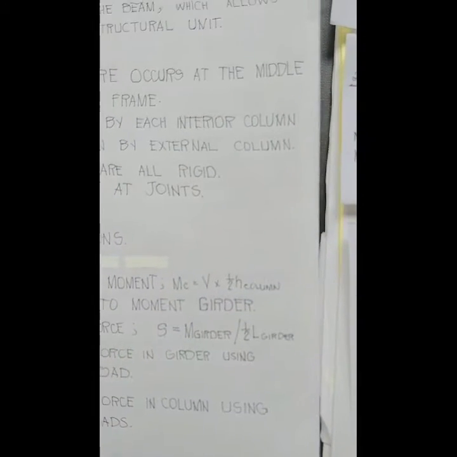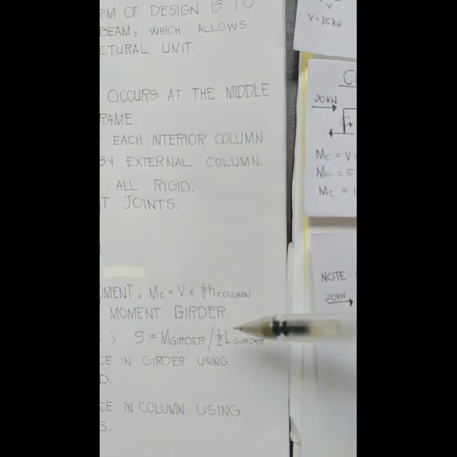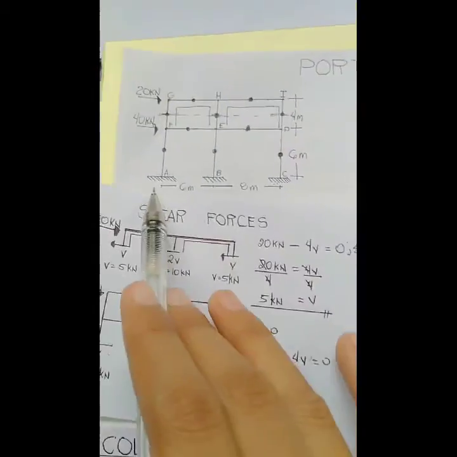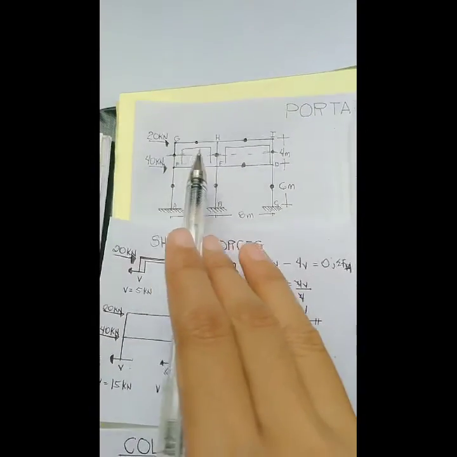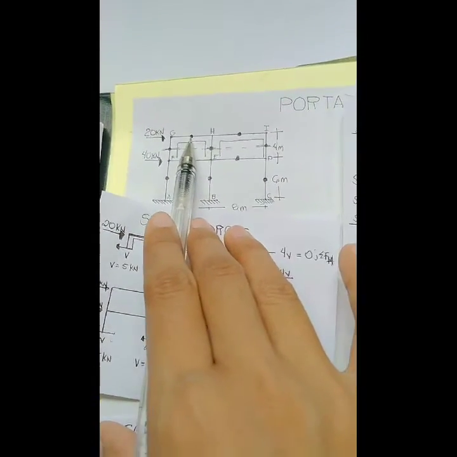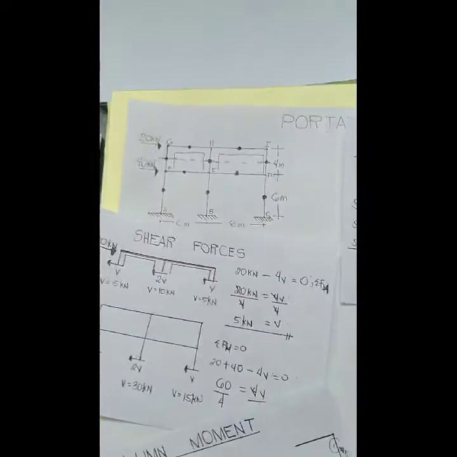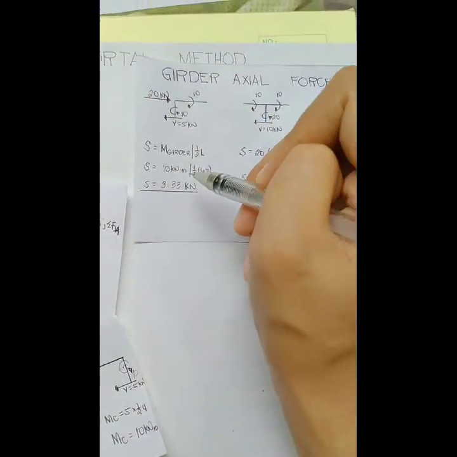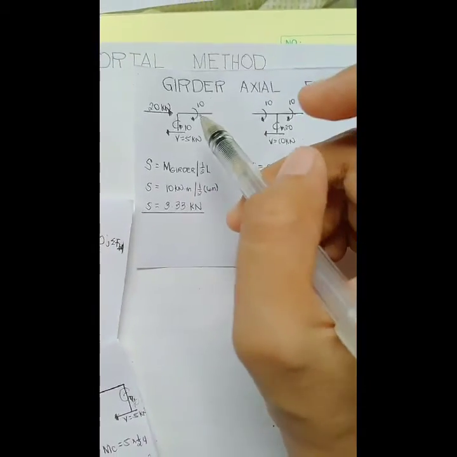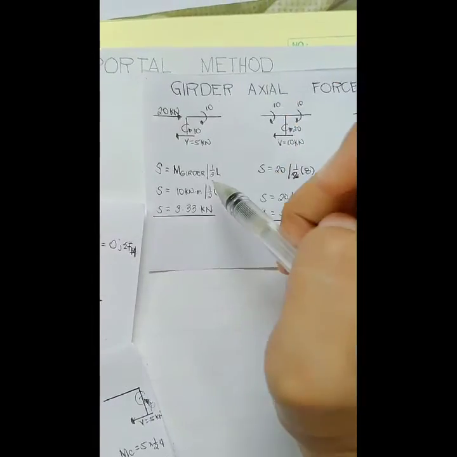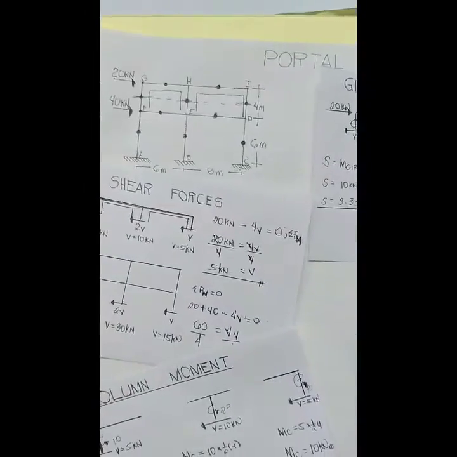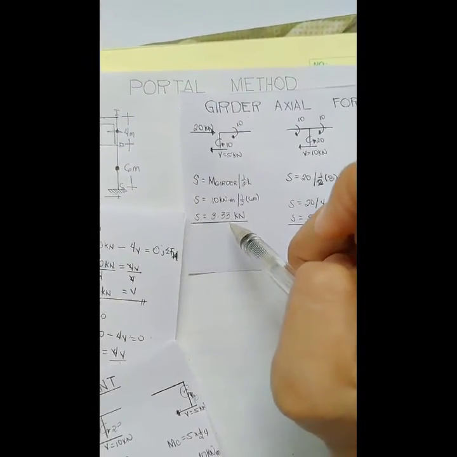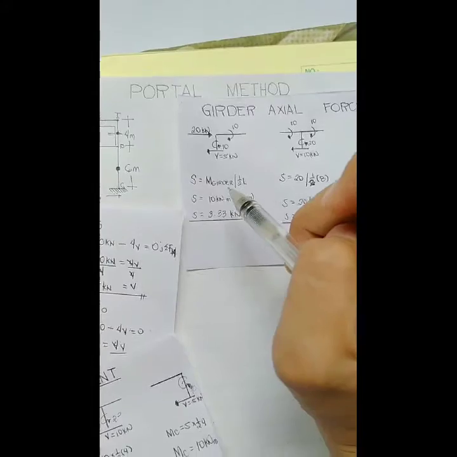Yung formula ng axial forces na S equals moment ng girder divide 1/2 length ng girder. So, dito tayo. Ito yon. Ito yung length ng girder. Kalahati lang nito. Ito, dito yan. Makukuha dito natin ang axial force. So, ito yon. Girder axial force. So, ang moment natin dito sa girder dito is 10 divide 1/2 ng length, which is, ang length dito sa part na to is 6 meters. So, 3, makukuha natin dito na 3.33 kN.